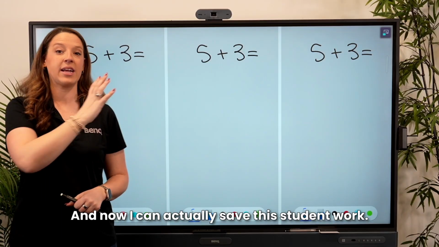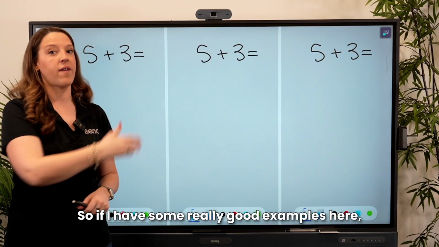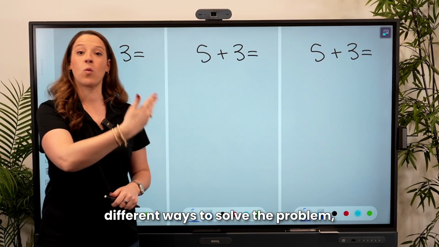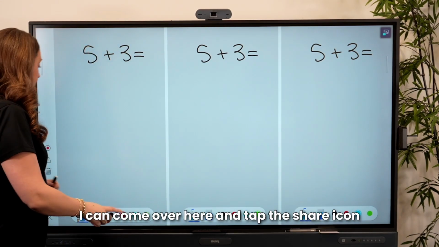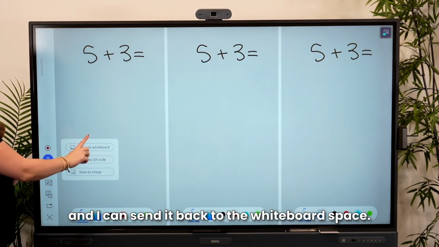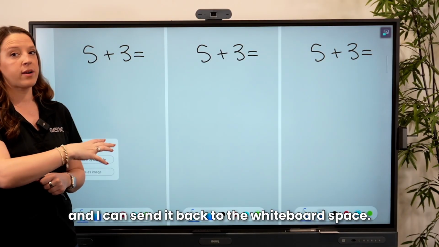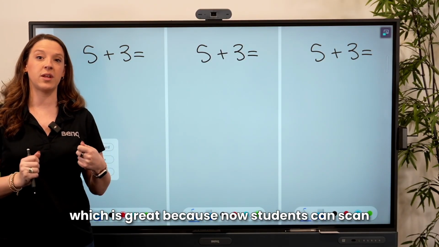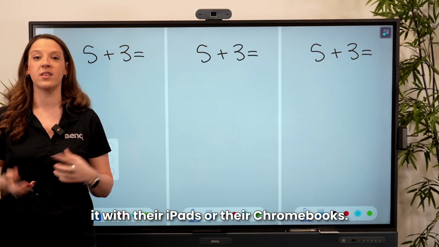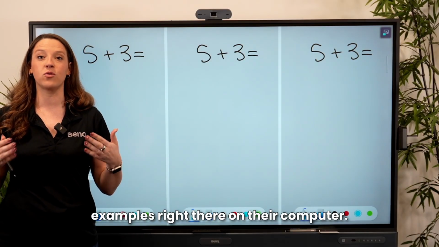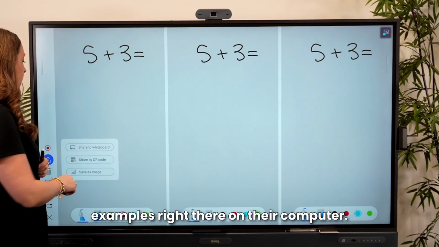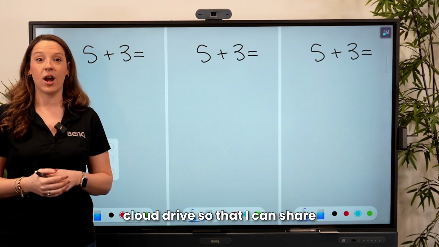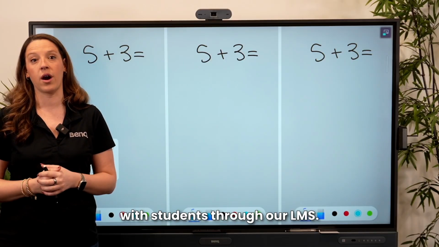And now I can actually save this student work. So if I have some really good examples here, or maybe this is demonstrating 3 different ways to solve the problem, I can come over here and tap the share icon and I can send it back to the whiteboard space, or I can share it as a QR code, which is great because now students can scan it with their iPads or their Chromebooks, and now they have those working examples right there on their computer. Or I can save it as an image and drop it directly into my cloud drive so that I can share with students through our LMS.